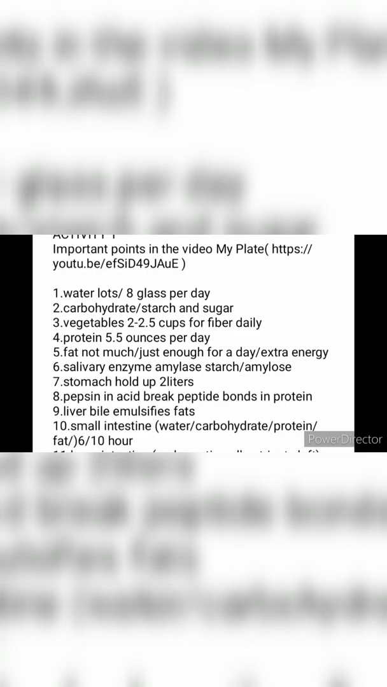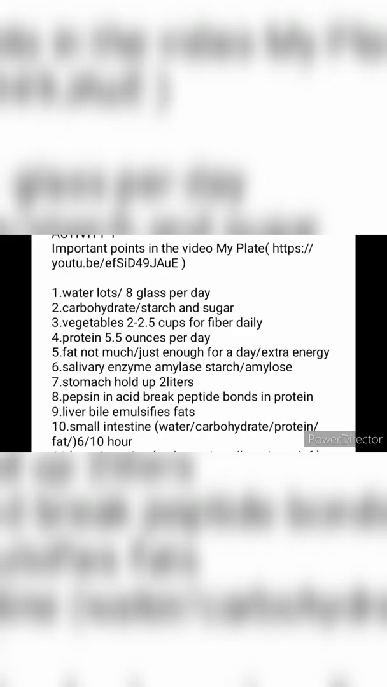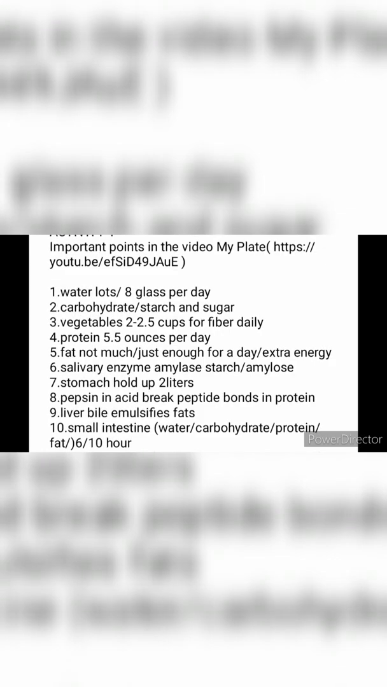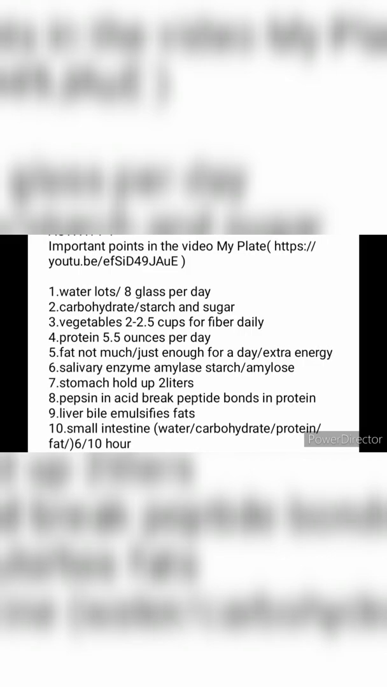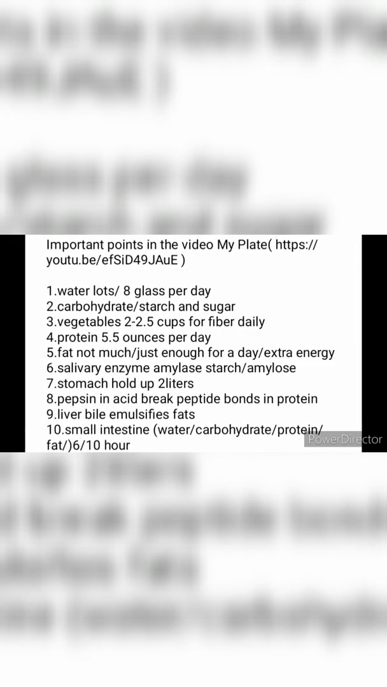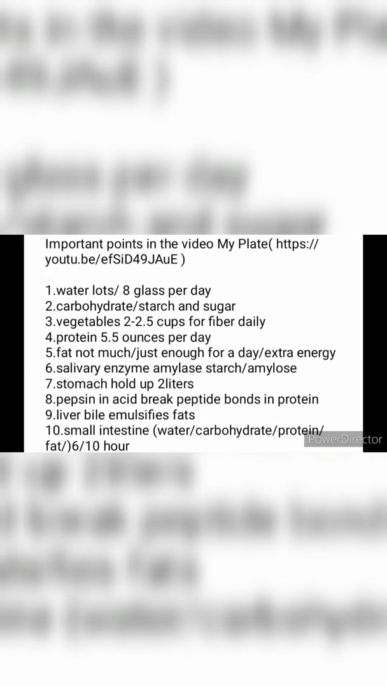Then 6 is salivary enzyme. We have amylase that will digest starch or amylose, and then the stomach that can hold up to 2 liters. Wow, such a big storage! And for number 8, pepsin in acid can break peptide bonds. This can be found in the pancreatic juice and liver bile, which emulsifies fat. And 10, small intestine, water, carbohydrate, and this is for the absorption of nutrients. The large intestine also absorbs the nutrients that are left.